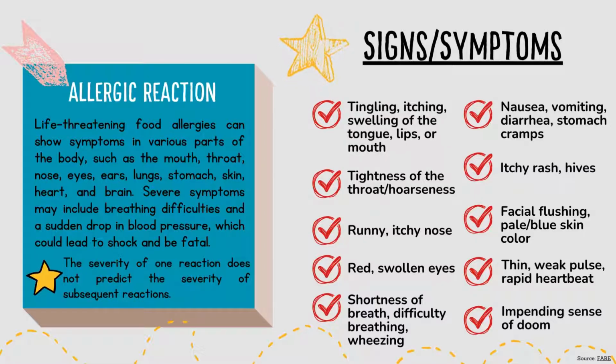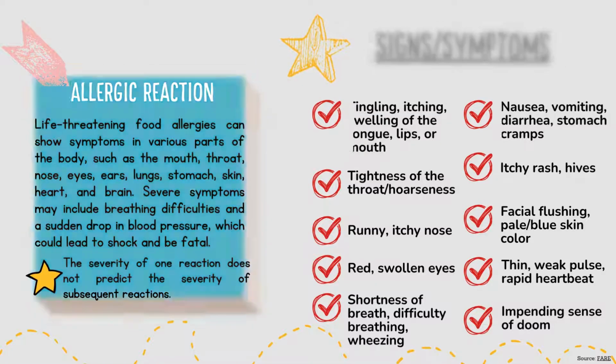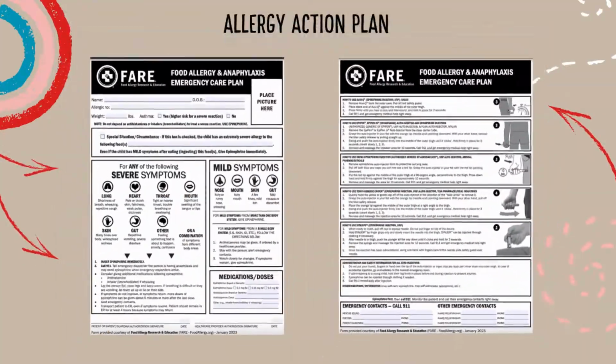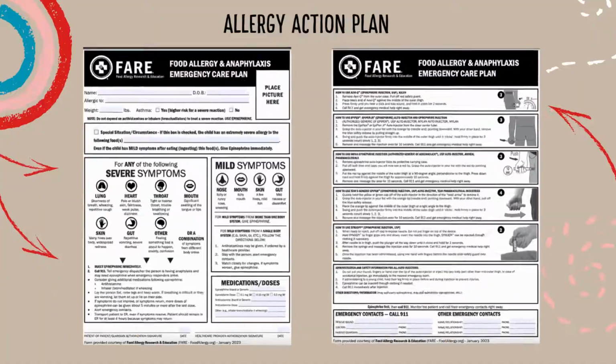It's important to note every allergic reaction is different. Even if a student has only previously experienced mild reactions, the next reaction could result in anaphylaxis. Every student with a known allergy should have an allergy action plan. How do we use and interpret these plans?